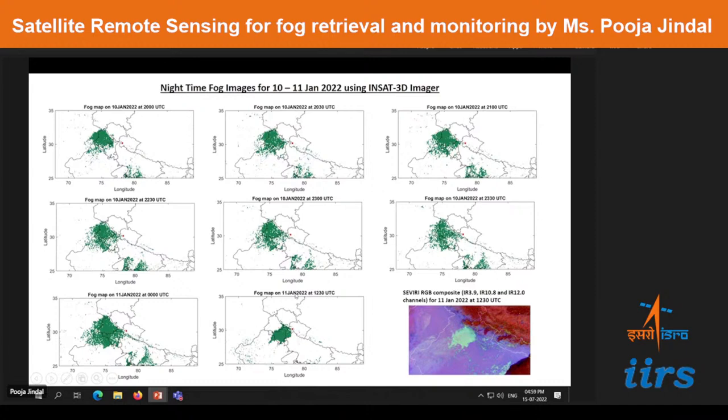Right, so again we have shown the comparison of the fog map with the simple RGB composite, where again you can see that the matching is fairly good.